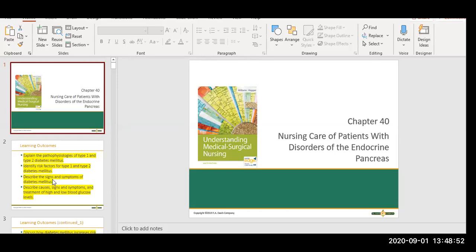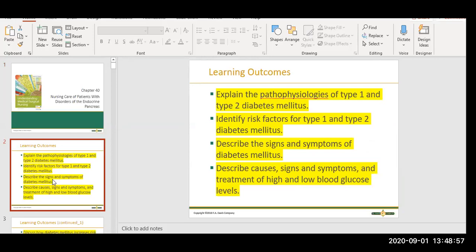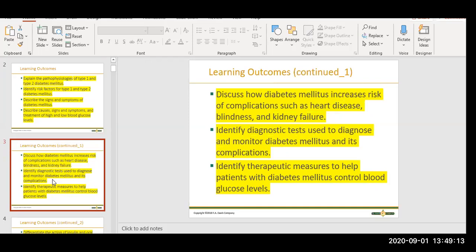So what are we going to talk about? We're going to talk about the pathophysiologies, the differences between type 1 and type 2 diabetes mellitus. We're going to talk about risk factors, signs and symptoms. What are the causes, signs and symptoms, and treatments for high or low blood glucose? Very important. We're going to discuss how diabetes mellitus, and I'm going to add in here, uncontrolled or poorly managed, increases risk of complications like heart disease, blindness, kidney failure.